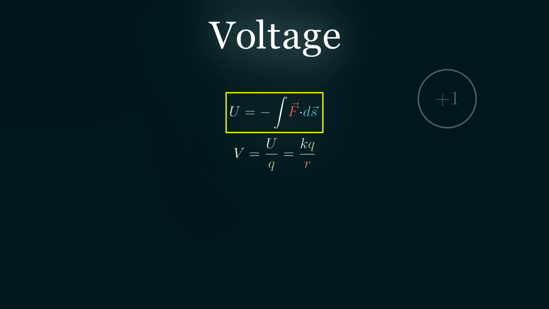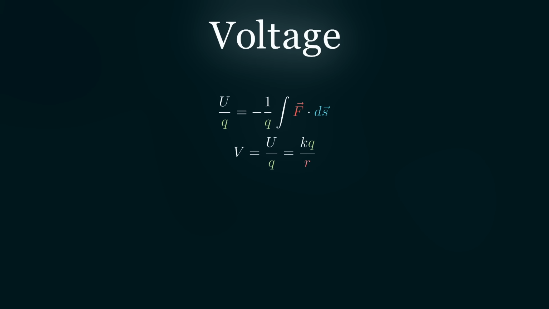Now if you look at the equation on the top, you can see that we can also solve for voltage by dividing both sides by the charge. On the left-hand side, we'll get potential energy divided by charge, which is just our voltage. And on the right-hand side, we'll get a 1 over q. But if you notice, there's also the force here. If we have the force per unit charge, what we end up getting is the electric field.